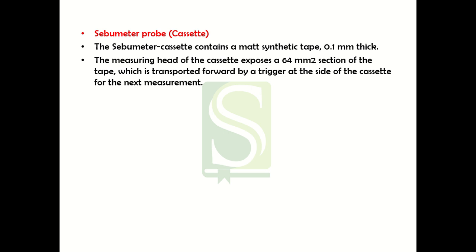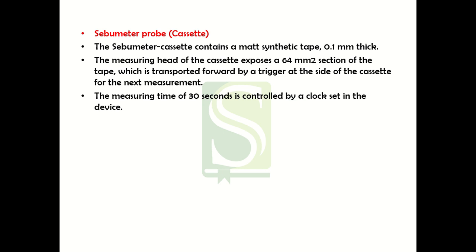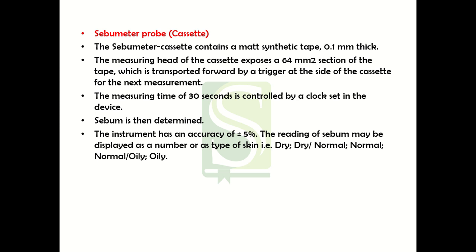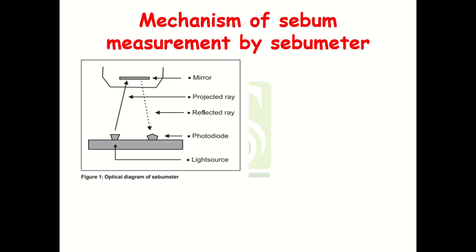The measuring time given for each measurement is only 30 seconds, and this is controlled using a clock set in the device. Sebum is then determined using this tape. The instrument has an accuracy of plus minus 5%. The reading of sebum may be displayed as a type of skin, if it is dry, normal, or oily. Okay, so what is the mechanism of measurement of sebum using Sebumeter?